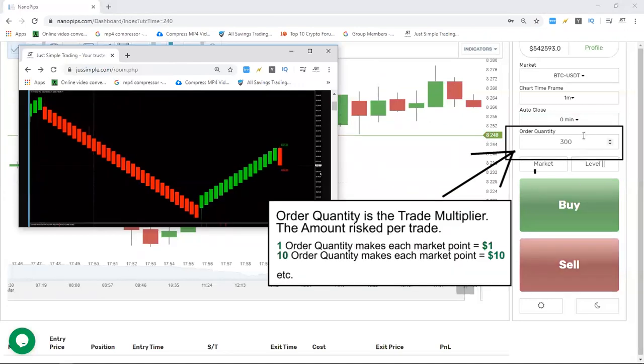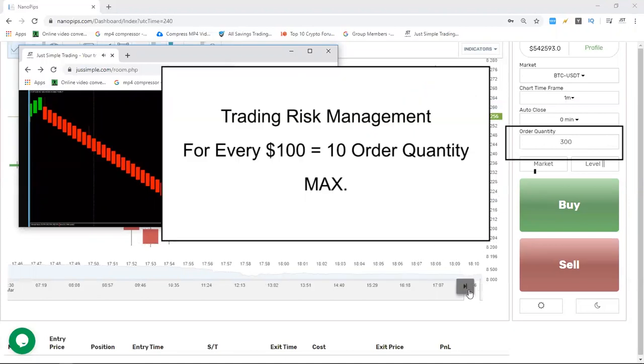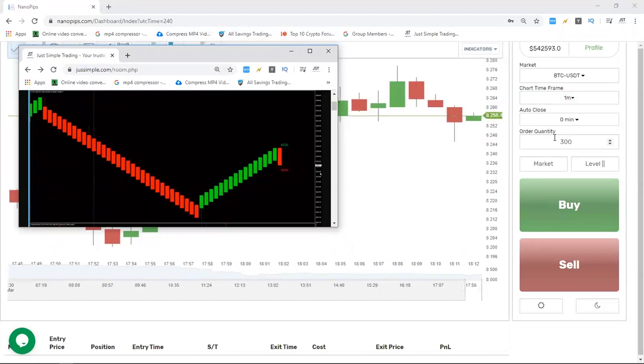Now remember, the order quantity is the amount risked per trade. For every $100, a maximum of 10 order quantity should be used, even less. Right now we're doing 300 order quantity. The order quantity is just the multiple per trade. So if we do one order quantity, then each point in the market will be $1. You do 10 order quantity, each point move will be $10, and 100 order quantity, $100, 1,000, $1,000, and so on. And we're just waiting for the sell.